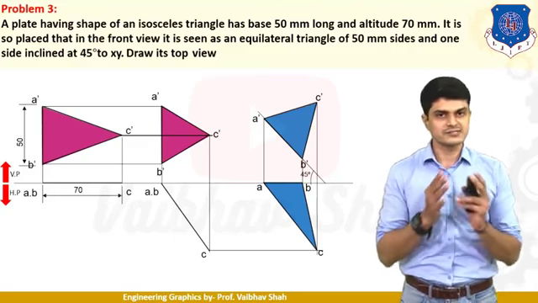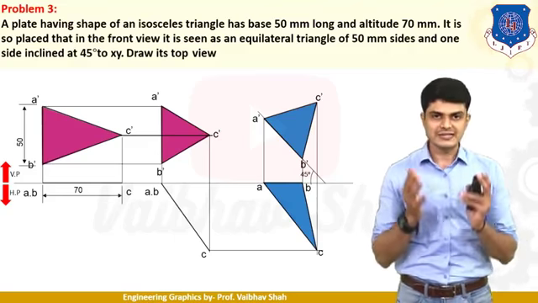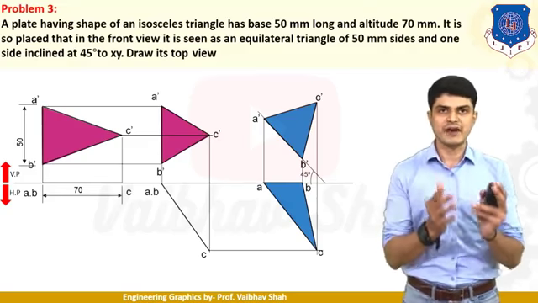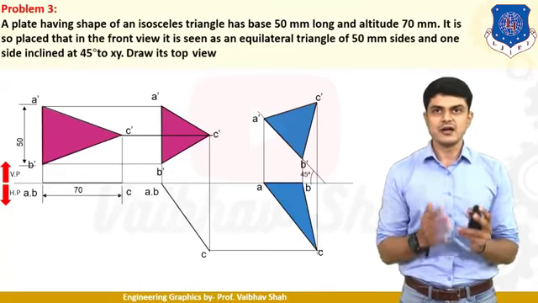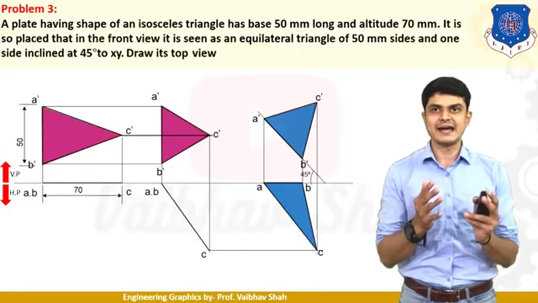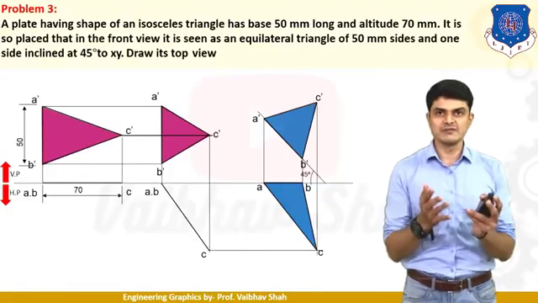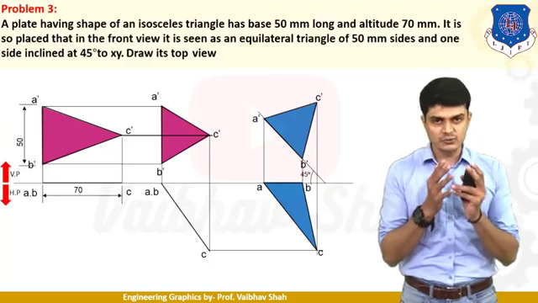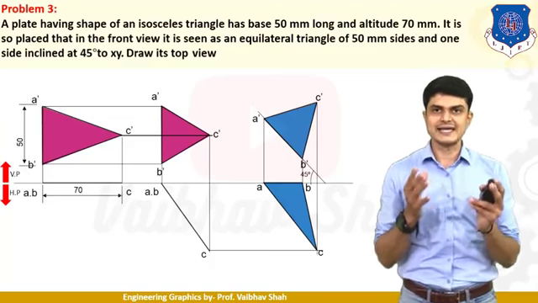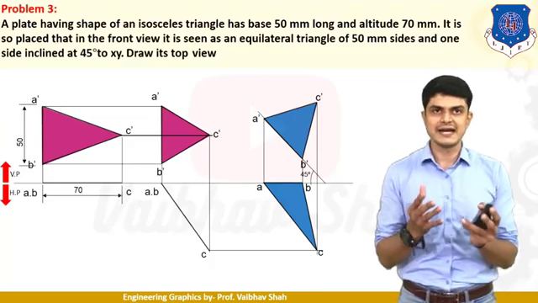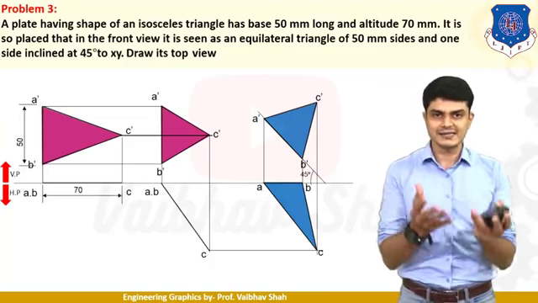So we have solved our second stage also. So now let us move to the third and final stage. It says that one side is inclined at 45 degree to XY. You can put any one side at 45 degree to XY, but we are taking the side AB because it is the side on which it is resting. So we are taking this side.